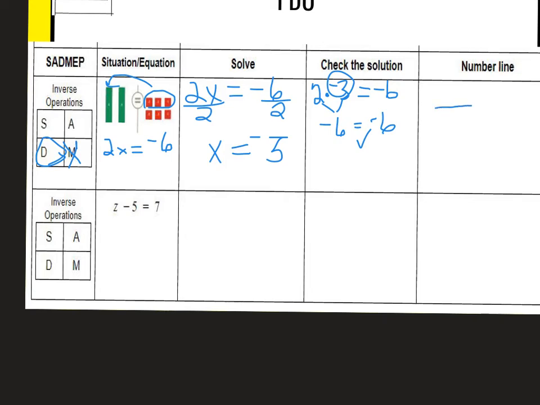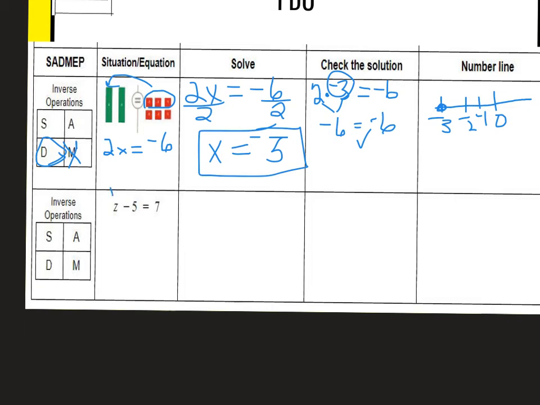Now, where would my solution of negative 3 go on the number line? Well, now it's not to the right of 0, it is to the left of 0. So negative 3 is to the left of 0, 3 spaces away from 0. Please make sure when you're graphing your solution on the number line that you are on the correct side of 0.